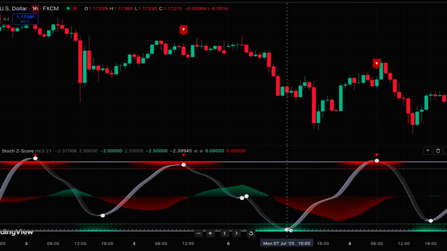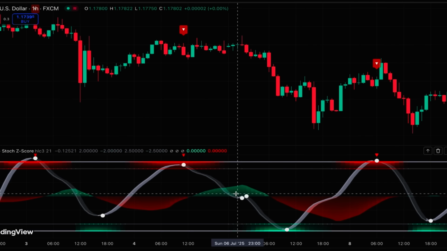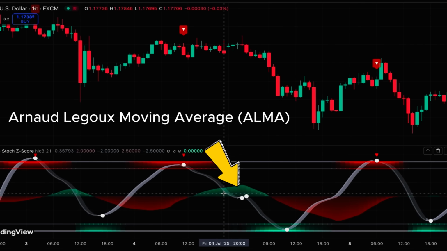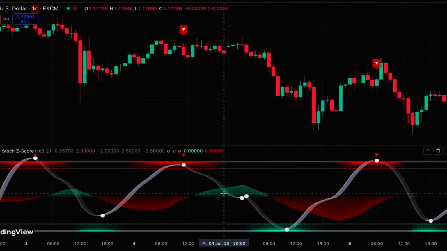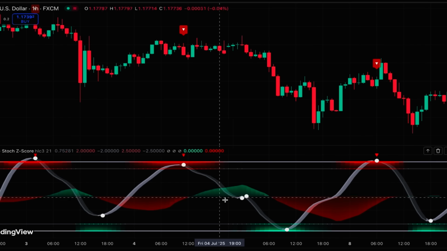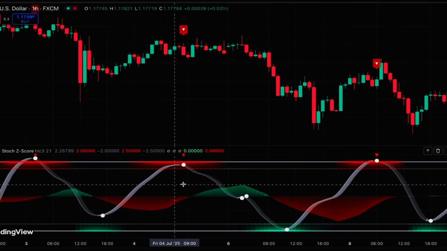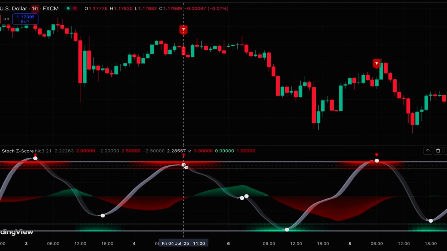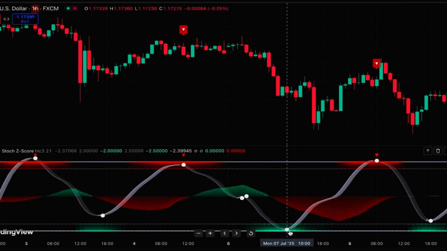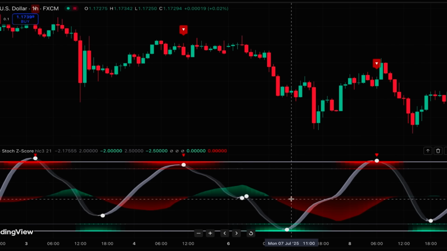We're going to use this histogram and also another indicator which I will add later. As I said, this is Arnold-Ligox moving average of the Z-scores, and it helps us with longer term momentum changes in the market. So to filter some of the false signals, we try to take the signals that have confirmation of this histogram, meaning when we have a sell signal in overbought condition, the histogram should be red, and when we have a buy signal in oversold condition, the histogram should be green.